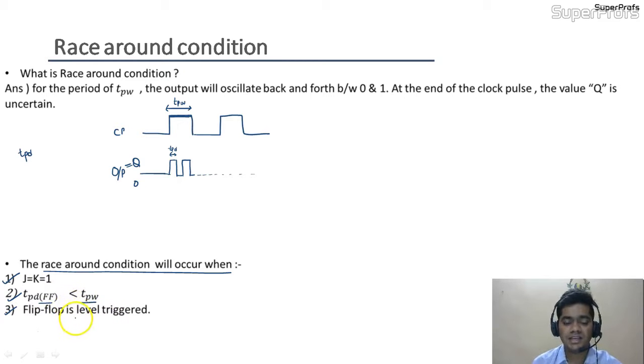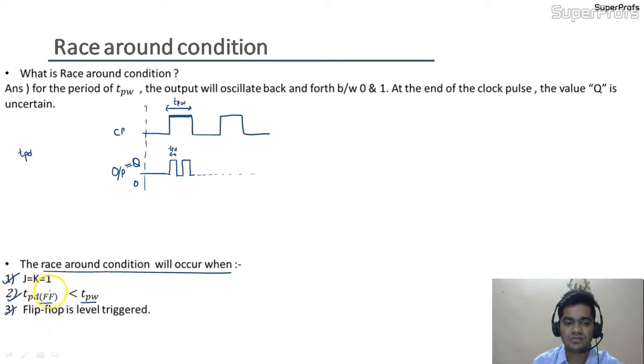So what is the need to rectify this race around condition? You can write these points. What is race around condition? For the period of TPW, that is pulse width, the output will oscillate back and forth between 0 and 1, and at the end of the clock pulse the value of Q remains uncertain. This is known as a race around condition. You can make these two timing diagrams of clock pulse and the output, and you can mark these three conditions for the occurrence of a race around condition.